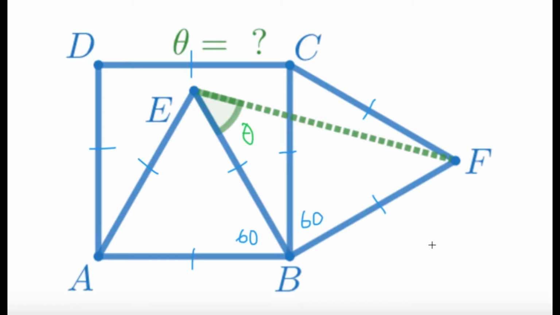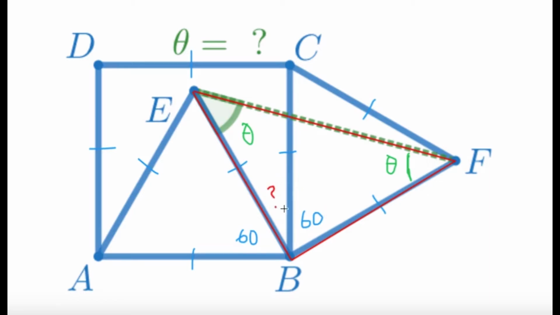Now, why is this important? This is important because it makes triangle BEF an isosceles triangle. Since we have an isosceles triangle, we would know that this angle here would be whatever this angle is. So this angle would also be theta. So we know that theta plus whatever this entire angle is is going to be a total of 180 degrees.